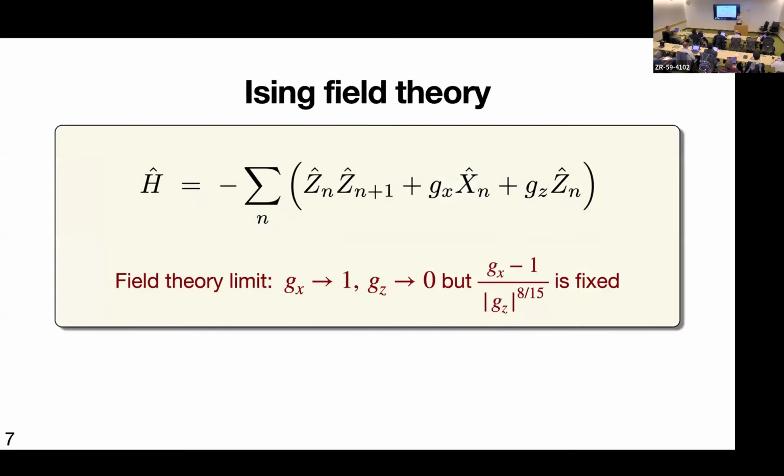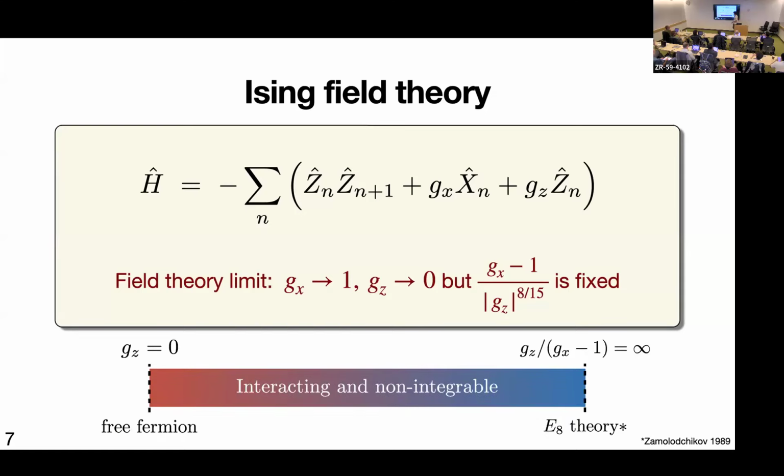So what is the Ising field theory? It's defined by a Hamiltonian, which just looks like this mixed field Ising model. So it's in 1 dimension. You have a ZZ coupling between nearest neighbor sites. You have a transverse field with strength Gx, and you have a longitudinal field with strength Gz. And it turns out there's a field theory that emerges at long distances when you go towards the critical point, which is taking Gx goes to 1, Gz goes to 0, with this funny ratio of the couplings held fixed. This ratio is obtained by looking at relevant deformations to Ising CFT.